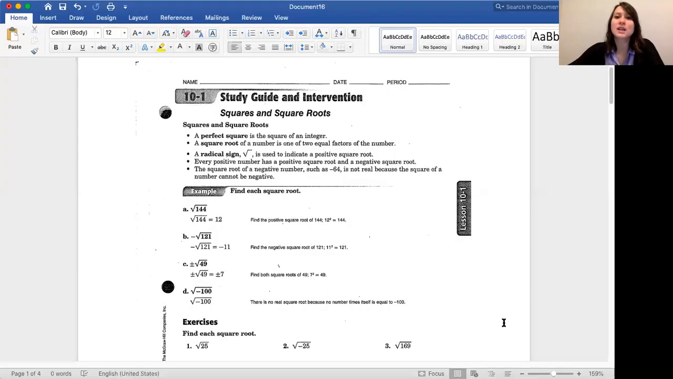Hi guys, this is a video for chapter 10, lesson 1 and 2. So with this chapter, we're taking a look at square roots.